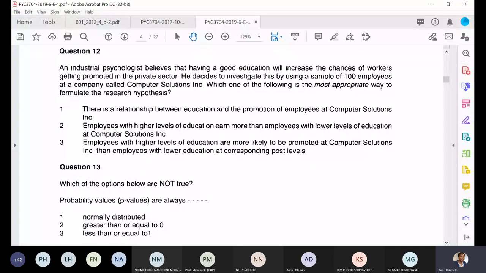An industrial psychologist believes that having a good education will increase the chances of workers getting promoted in the private sector. He decides to investigate this by using a sample of 100 employees at a company. Which one of the following is the most appropriate way to formulate the research hypothesis? He believes that education increases the chances of workers getting promoted. So we need to find the appropriate one. Employees with a high level of education are more likely to be promoted. Number three, because it says it increases the likelihood of them being promoted.